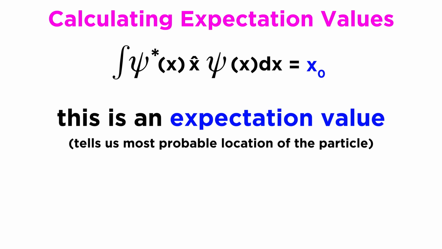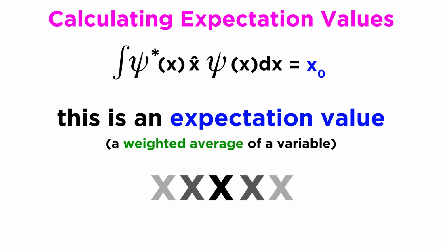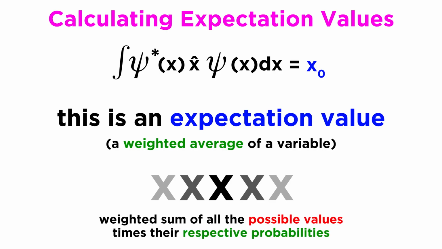Now let's try to understand this in greater detail. In statistics, an expectation value is a weighted average of a variable. Think of it this way. You want to measure the variable x, but it does not have a definite value. It exists as a distribution of values, something which will be true all the time in quantum mechanics, as we are beginning to understand. The expectation value is the weighted sum of all possible values that x can take times their respective probabilities. So each value contributes to the sum in a way that is proportional to its respective probability.